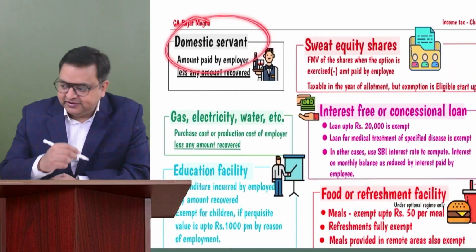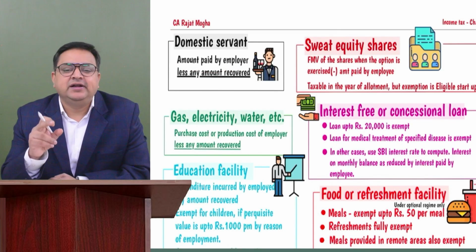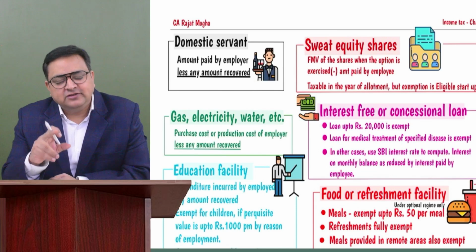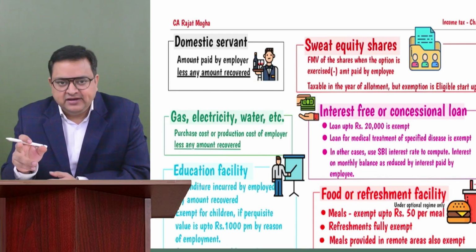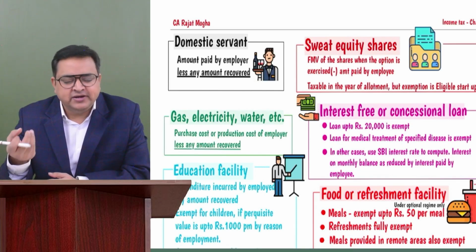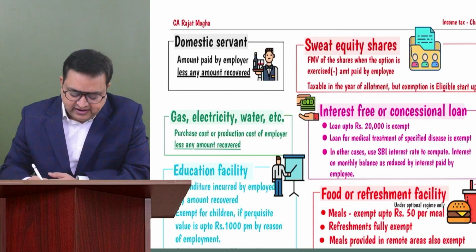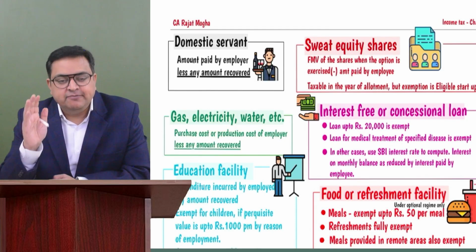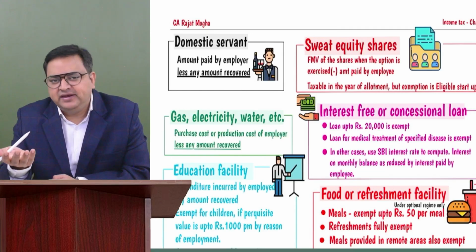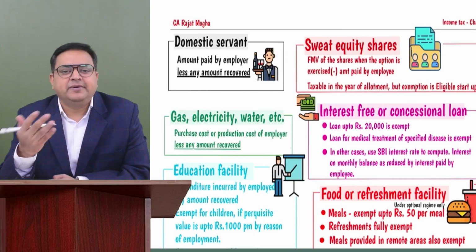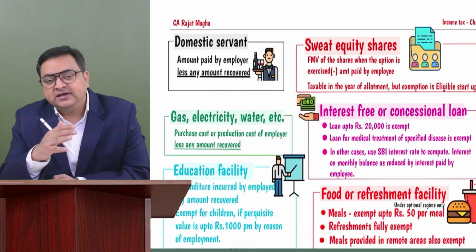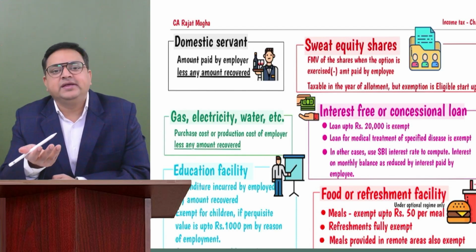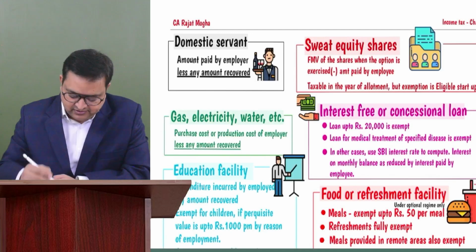Next perquisite is domestic servant. If a domestic servant is provided to the employee, then whatever salary the employer is incurring for that domestic servant will become your perquisite, minus any amount recovered. Gas, electricity, water bills, all the cost which the employer is incurring will become your perquisite, minus any amount recovered. So it could be their purchase cost, it could be their manufacturing cost. Let's say they are giving you gas facility, and the employer itself is a gas manufacturing company, so their manufacturing cost can be taken, right?